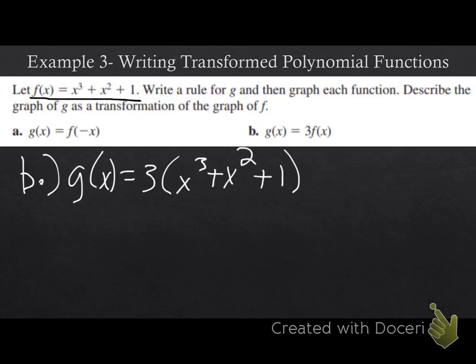f of x equals x cubed plus x squared plus 1. So I'm essentially plugging in x cubed plus x squared plus 1 for f of x into this little formula. Does that make sense? f of x equals this stuff. So they're equivalent, so I can plug this stuff in for f of x.